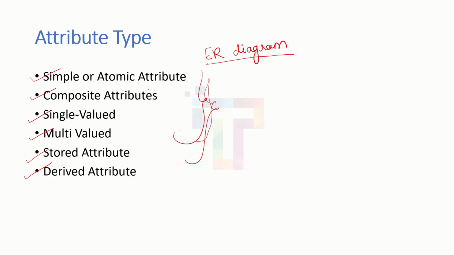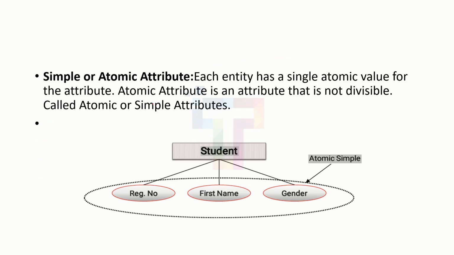So the first one is simple or atomic attribute. This entity has a single atomic value for the attribute. An atomic attribute is an attribute that is not divisible. For example, a simple or atomic attribute is an attribute which cannot be divided further. Means it has a simple attribute.